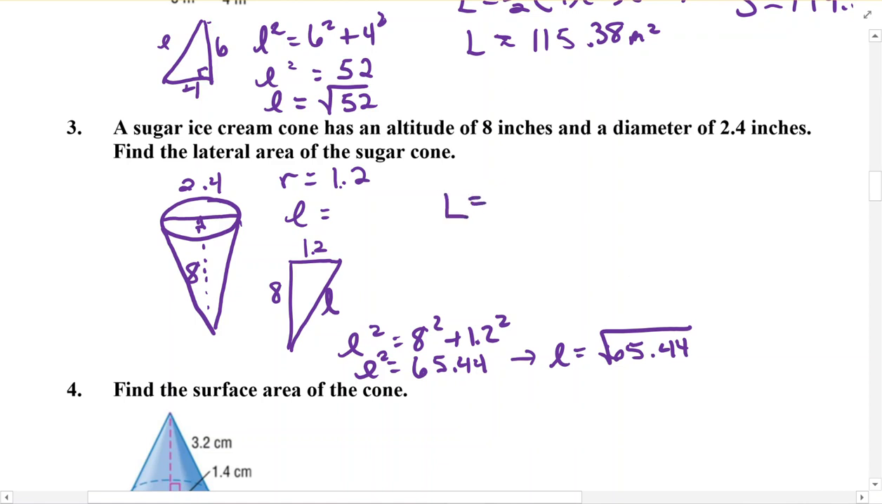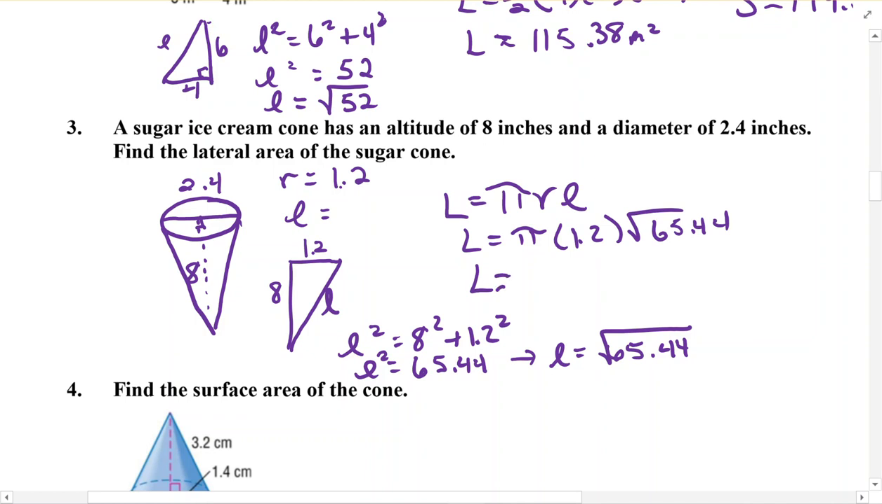The lateral area is pi RL. So pi times the radius times the slant height. So the lateral area is approximately 30.5 inches squared.